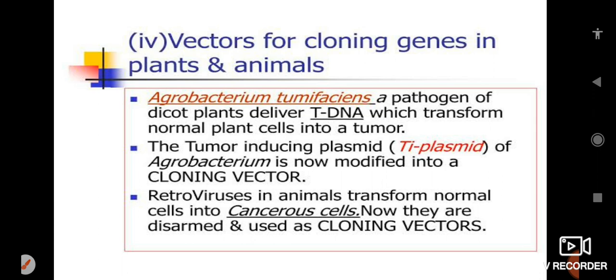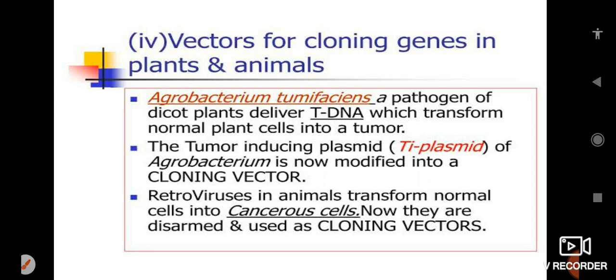So, in plants, there is Agrobacterium tumefaciens, which is a pathogen of dicot plants which delivers tDNA, which transforms normal cells into a tumor. So, this tumor inducing plasmid, which we call the Ti plasmid of Agrobacterium, is now modified into a cloning vector.